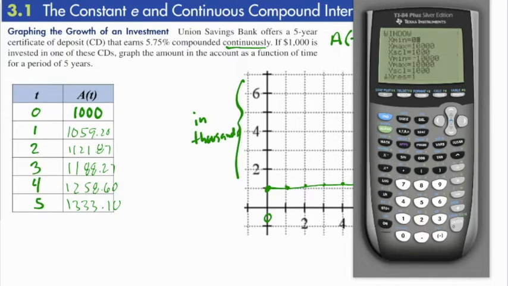We're going to go from 0 to, let's say, 10 years, counting by 1. So that's my x-axis. My y-axis will go from 1,000, because that's our initial investment, to 1,500, because we saw our account never exceeded that amount. And when I graph this, I say, okay, it looks a little more curved.